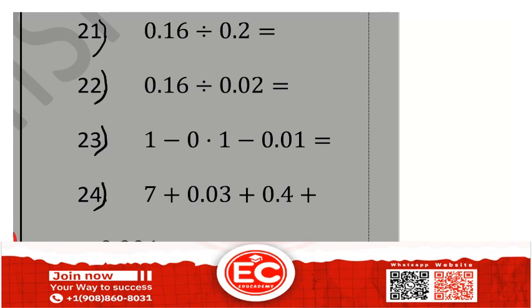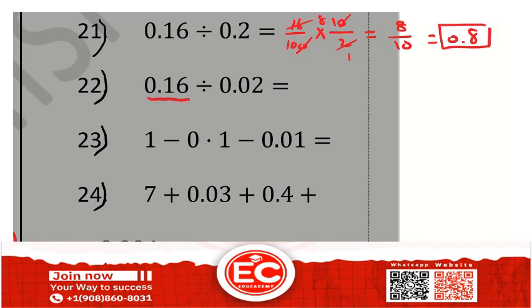0.16 divided by 0.2. You can rewrite it as 16 over 100 times 10 over 2. Keep, change, flip, cancel the 0. 16 divided by 2 is 8, 10 divided by 10 is 1. So it's 8 over 10, which is 0.8.